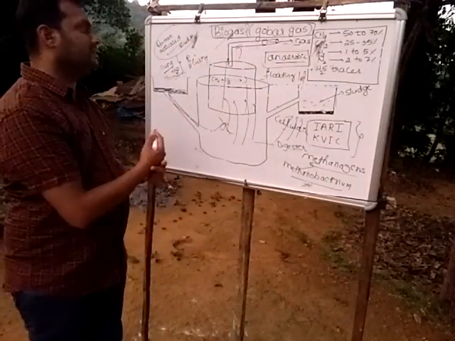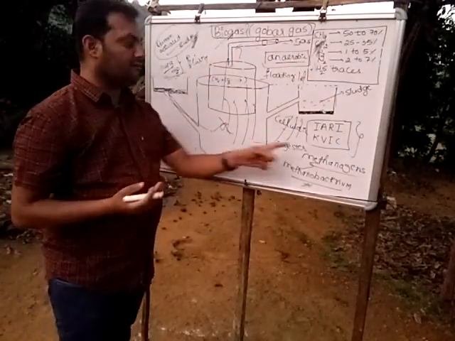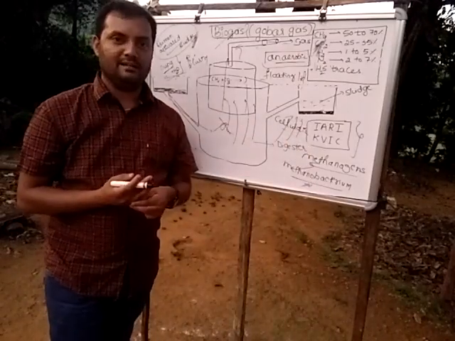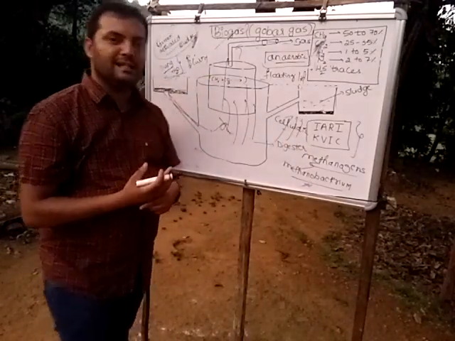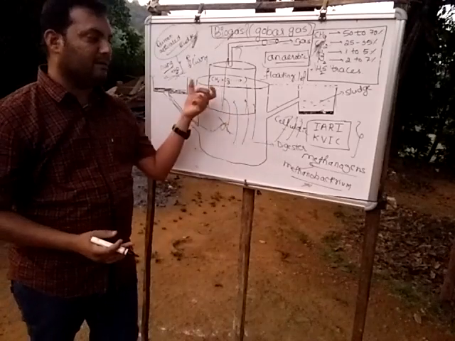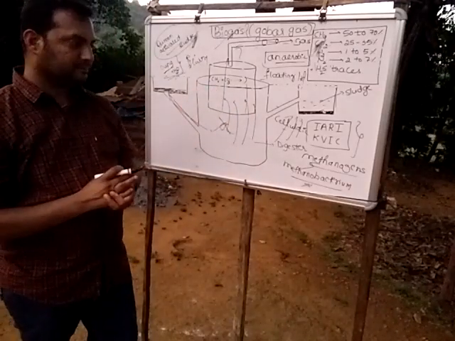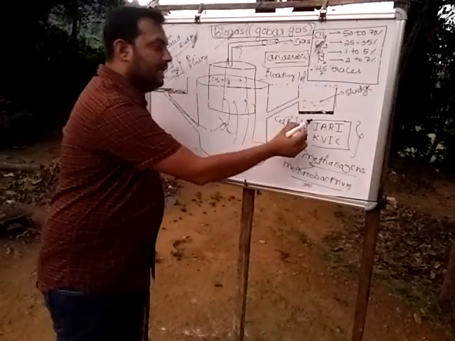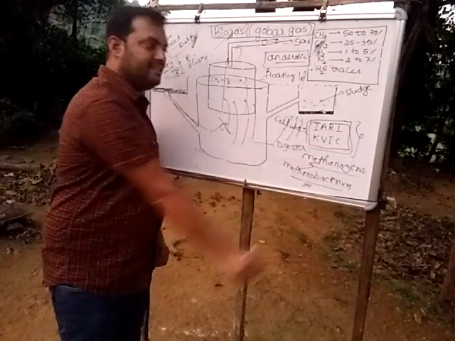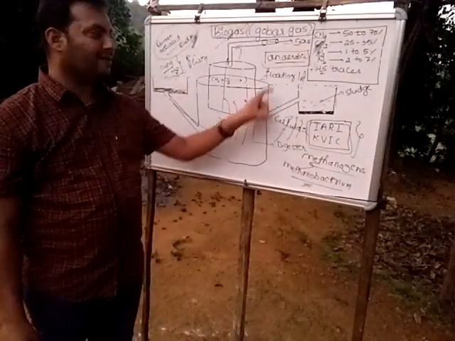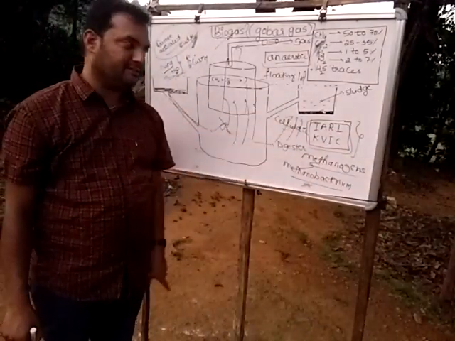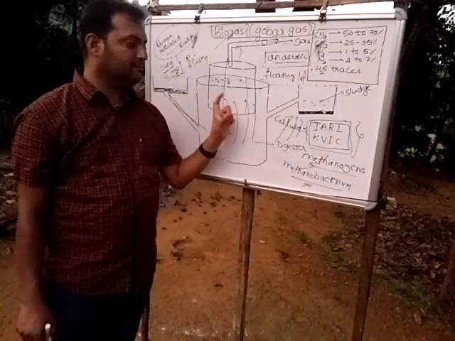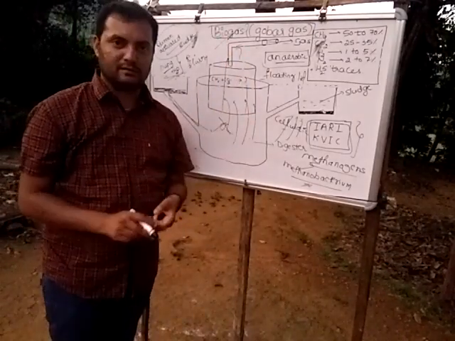Another possible question here: what is the role of microbes in the rumen of cattle? They act on cellulosic material, digest it, and provide nutrition. Then IARI and KVIC, these two are the organizations that have given the idea of biogas in India. These are all the possible questions from this particular concept.